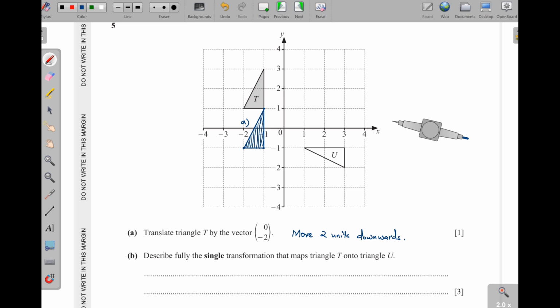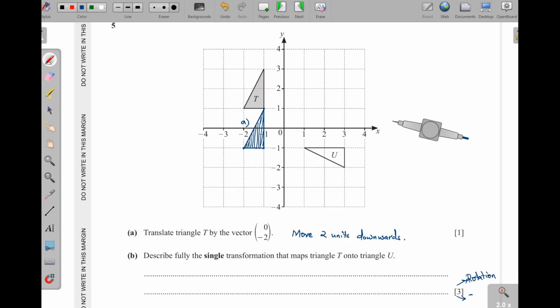Okay, then next, part B, describe fully the single transformation that maps triangle T onto triangle U. Now, I have already said that when it comes to description of the transformations, always look at the marks given here. If you see 3 marks, think about rotation, where you can say this is rotation, that is 1 mark. Then give us the angle and the direction, maybe through 90 degrees clockwise. Is it clockwise or anti-clockwise? And then the center. So those are the 3 marks. You have rotation, you have the angle and its direction, and then the center of rotation.